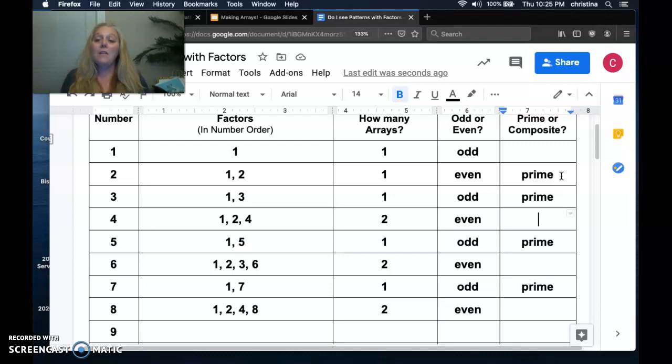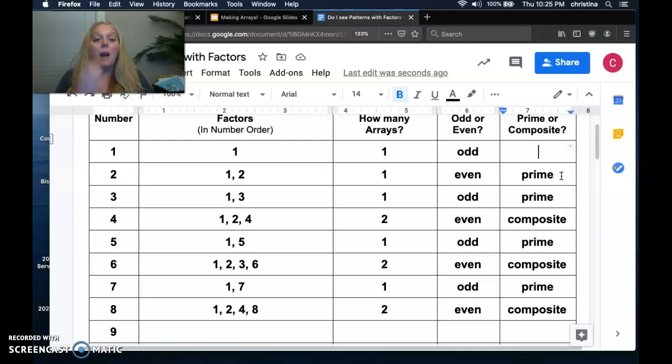All right, so these other numbers, 4 and 6 and 8 and a bunch of other numbers on our chart, are going to have more than 2 factors. In fact, they have 3 or more factors. So numbers that have more than 2 factors, or 3 or more factors, are called composite. And that's simply because they have more factors than prime numbers. So therefore, 4, 6, and 8 are composite.